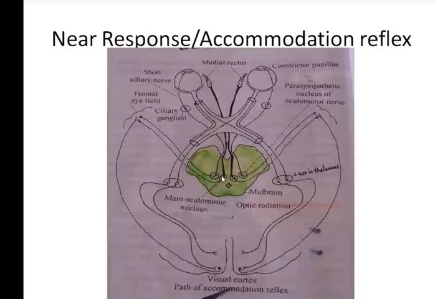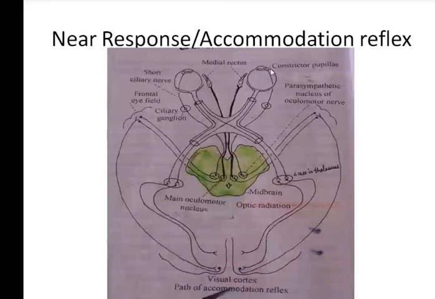Parasympathetic division. This is the parasympathetic long ganglionic, the long fiber. This is the short fiber, and this causes constriction of the pupil. Another is the motor fiber, which causes contraction of the medial rectus muscle. So there is convergence of the eyeball and constriction of the pupil. Isn't it? Am I clear?